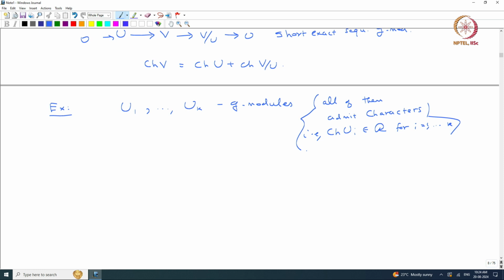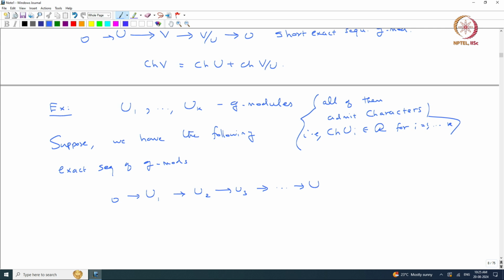If this is the case, then what happens? Suppose we have the following exact sequence of G modules, something like this: 0 to U1 to U2 to U3 to ... to UK to 0. Then we can talk about the alternating sum of the characters here, because all this is an exact sequence.